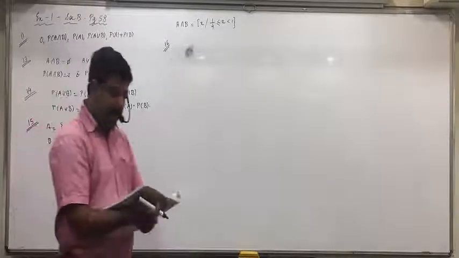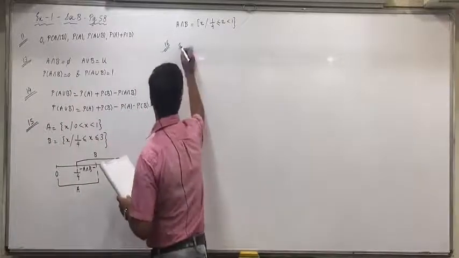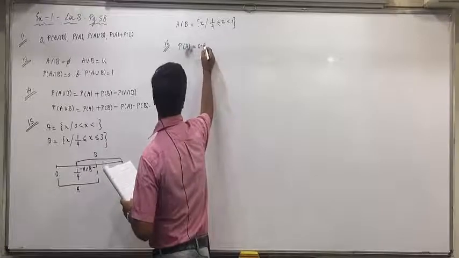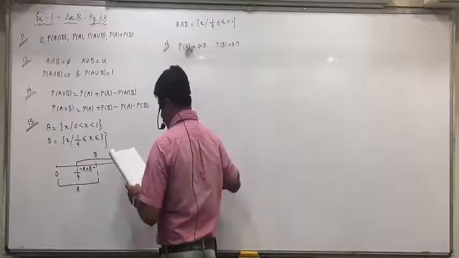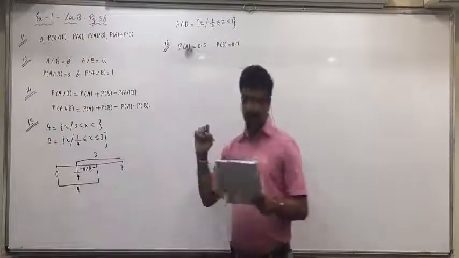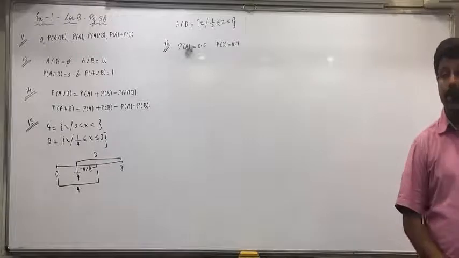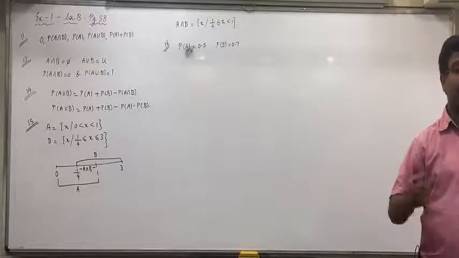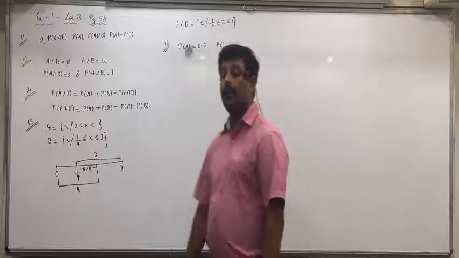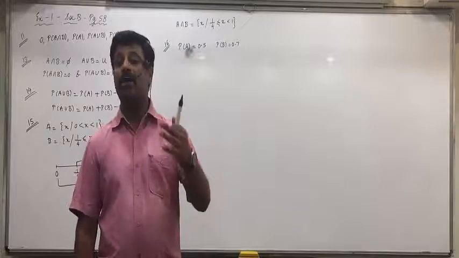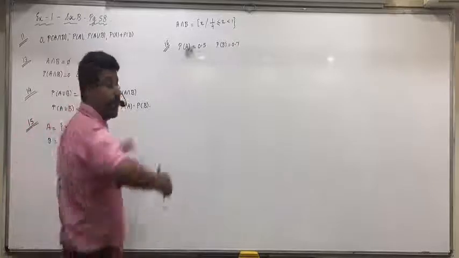For two independent events A and B, P(A) equals 0.5 and P(B) equals 0.7. We will find P(A' intersection B'). First of all, what do you mean by independent events? P(A intersection B) is P(A) into P(B). Same way, what will be A' intersection B'? P(A') into P(B'). So first we need to find P(A') and P(B').